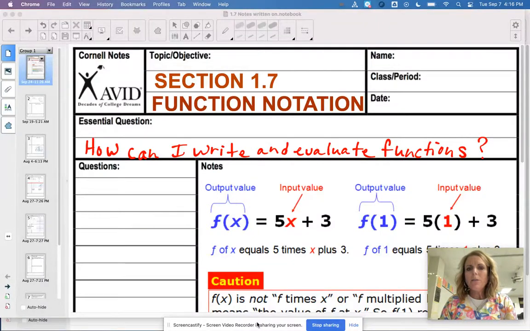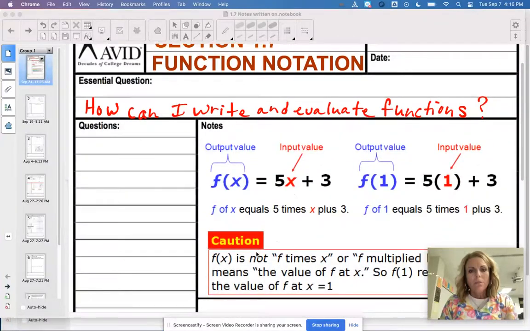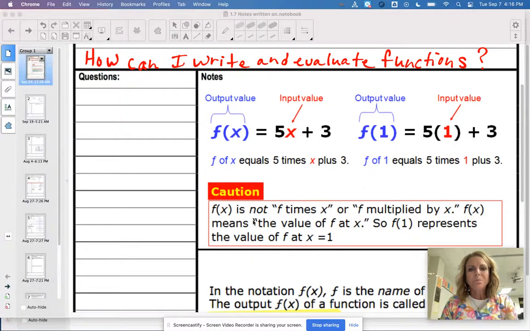Section 1.7, function notation. Please write down the essential question. How can I write and evaluate functions? So when we look at the notes here, we have a function f of x equals 5x plus 3.